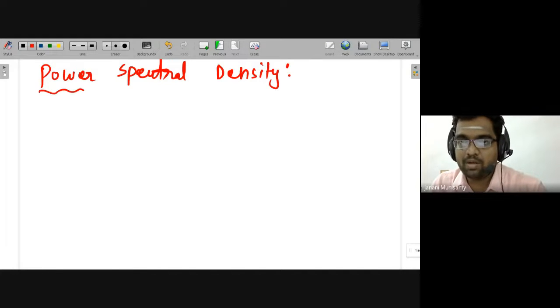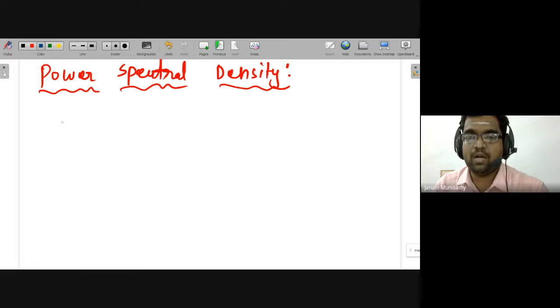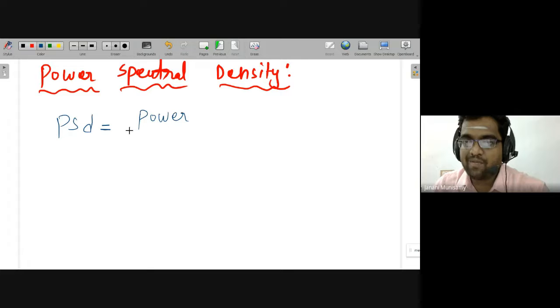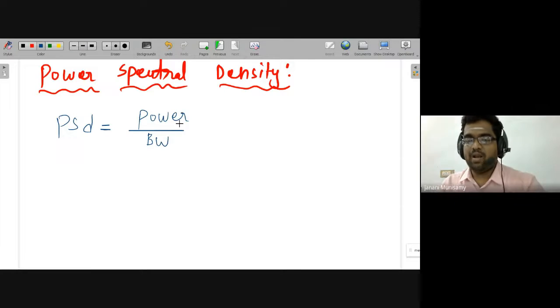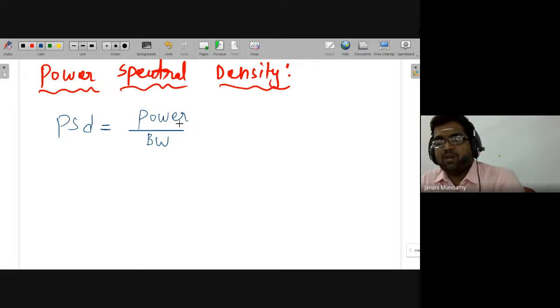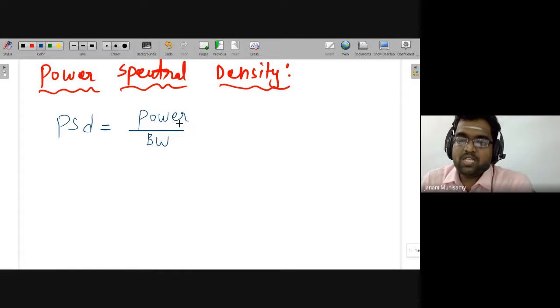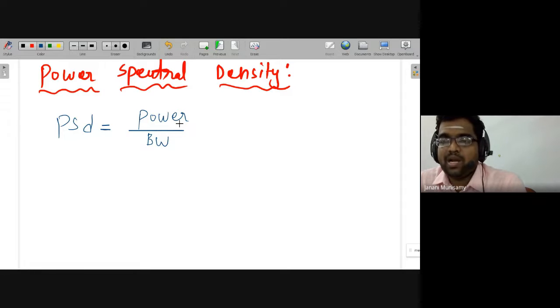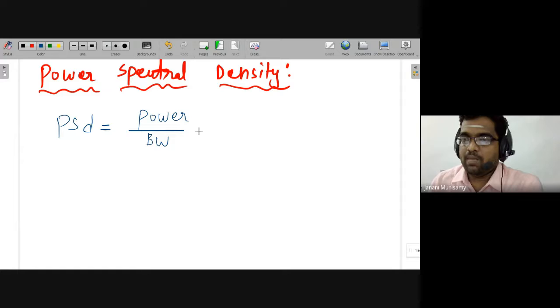Directly, before we jump into the definition formula, what is power spectral density? Say PSD, power spectral density, that means how the power is distributed in the bandwidth. Whenever we are operating with some system, we will be given some bandwidth, we will be given some power. So the entire power will be within that bandwidth. So what is PSD? PSD means how the power is distributed in the given frequency.